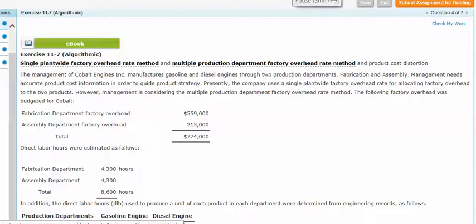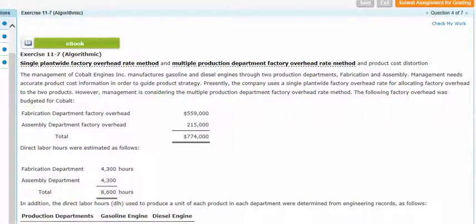This is exercise number 4 from chapter 11, counting 1B. We're going to make a comparison here of the single plant-wide factory overhead rate and the multiple production department factory overhead rate. We've done each one separately in exercises 1 and 3. Now we're going to do the two of them combined to compare them.